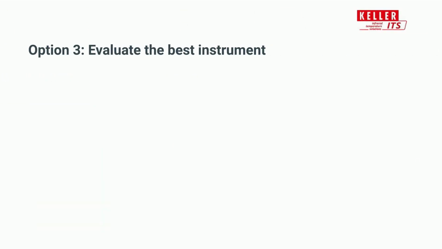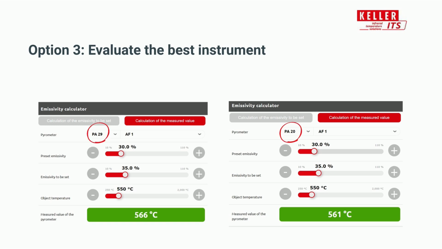The third possibility is a comparison of instruments and deciding which of them is less sensitive to emissivity variations of the surface. For doing this, type in the emissivity which is set and also the correct emissivity of the surface, as well as the real object temperature. The result will show you the measured values of each pyrometer and thus the measurement deviation from the true temperature. In this example, it clearly shows that for the chosen condition, a PA20 is less influenced than a PA29.